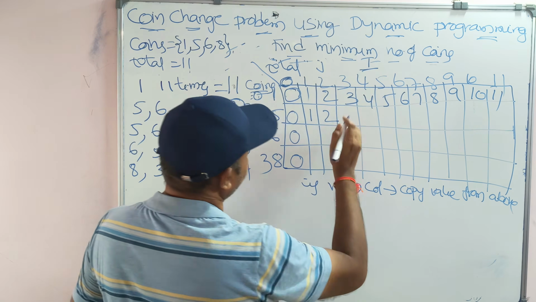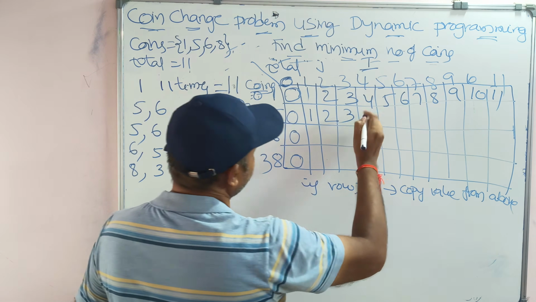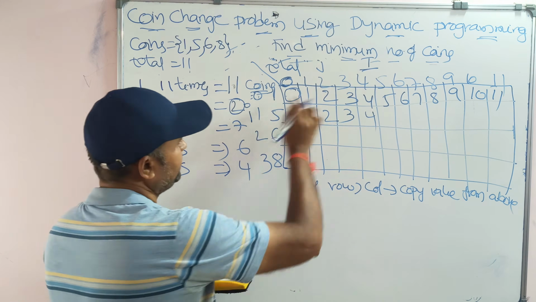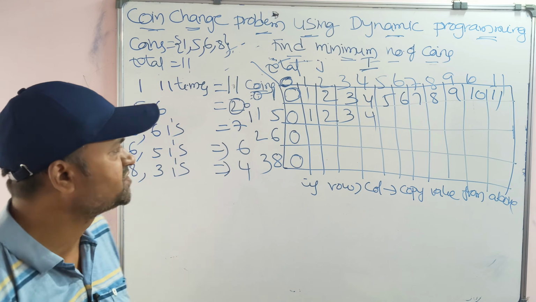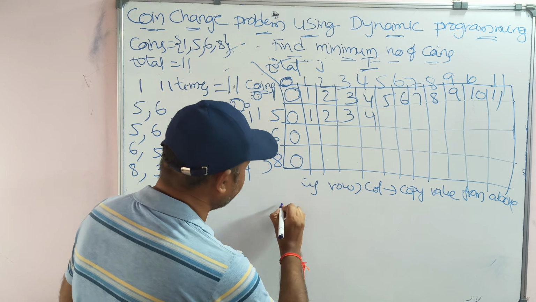Copy the value. 5 greater than 3, copy the value. 5 greater than 4, copy the value. Next, 5 greater than 5, so the condition is false.